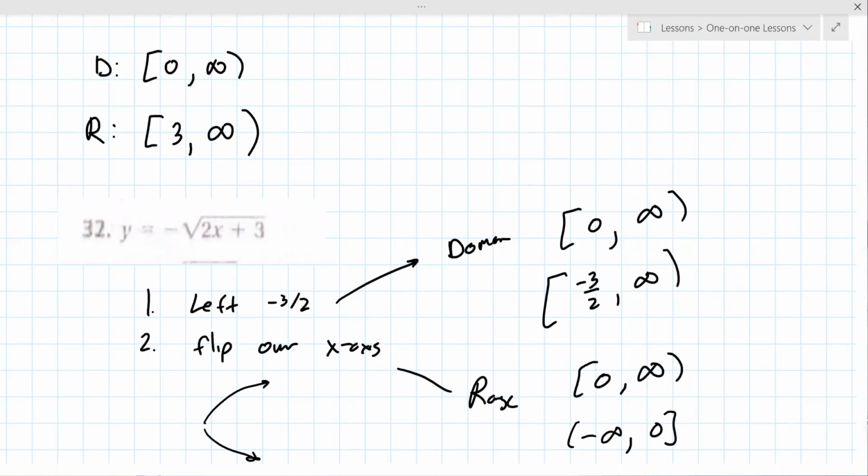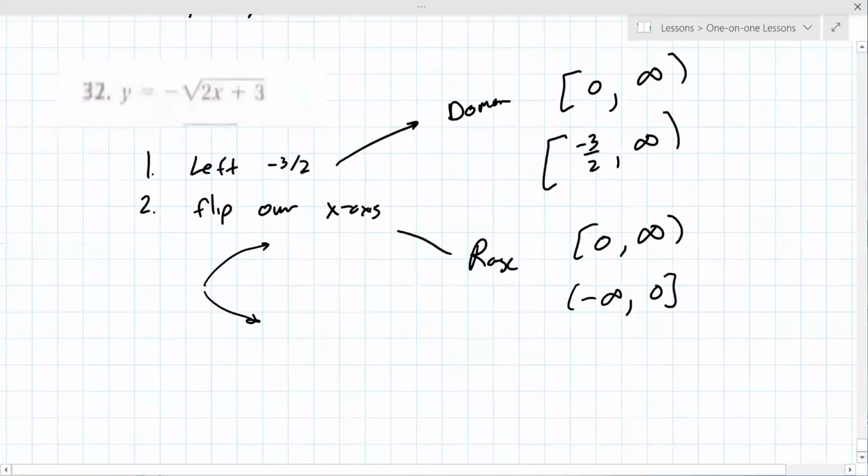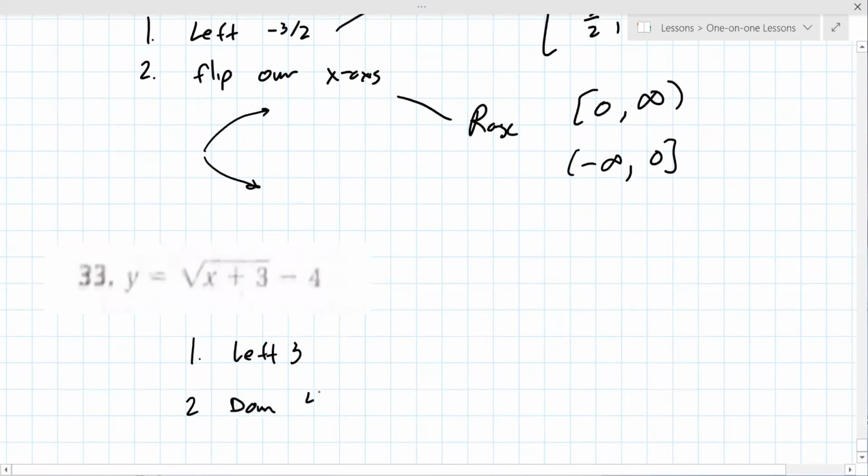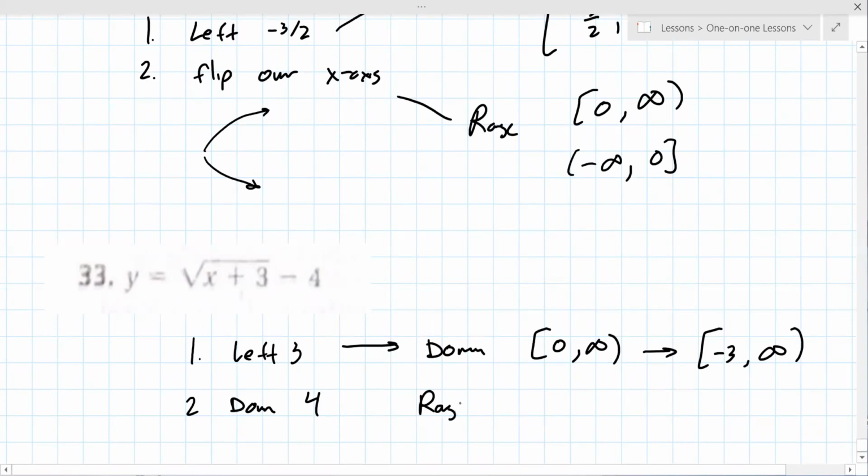Got it. I think the last one here, 33, is the best example of this, and you'll see it from the graph in Desmos. It's way clearer than I'm doing. I'm kind of rushing to get this done. This one goes left 3 and then down 4. So the left 3 affects the domain. The domain was 0 to infinity, but left 3 makes it go -3 to infinity. The range was 0 to infinity, but if it goes down 4, it starts at -4 and goes to infinity.